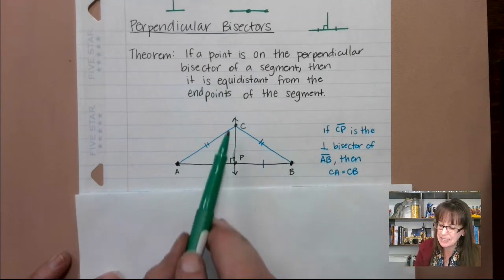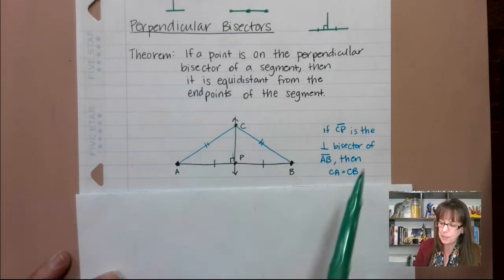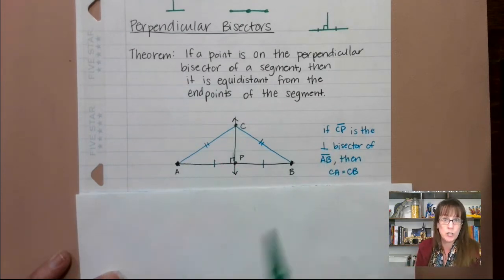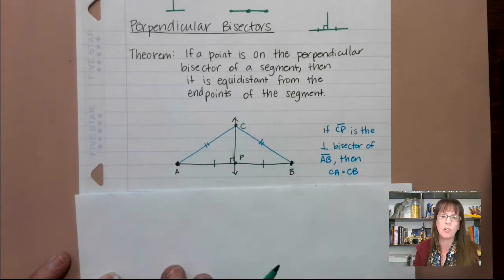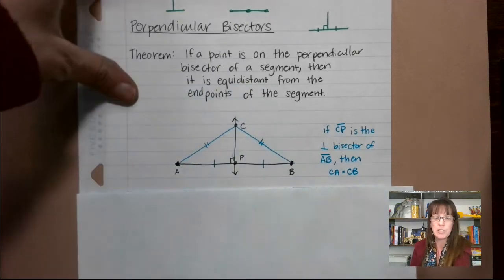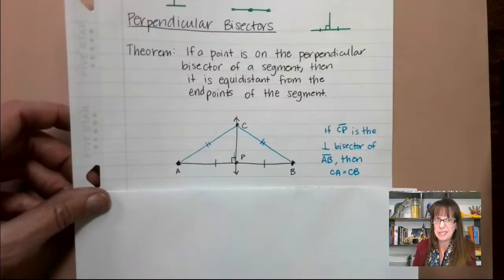So if CP is the perpendicular bisector of AB, which it is, then that must mean that CA and CB are also congruent. So make sure you write that theorem down. That'll be really helpful when we get to triangles.